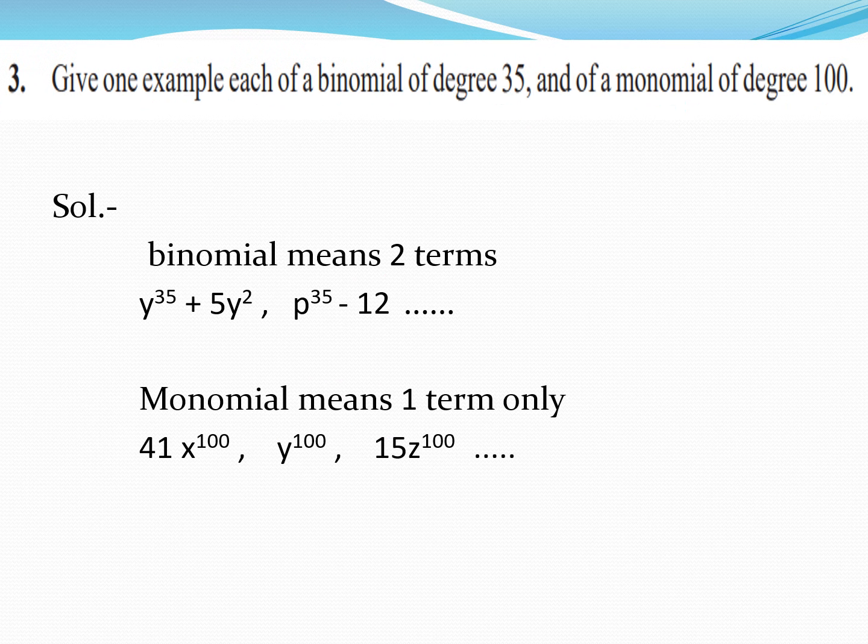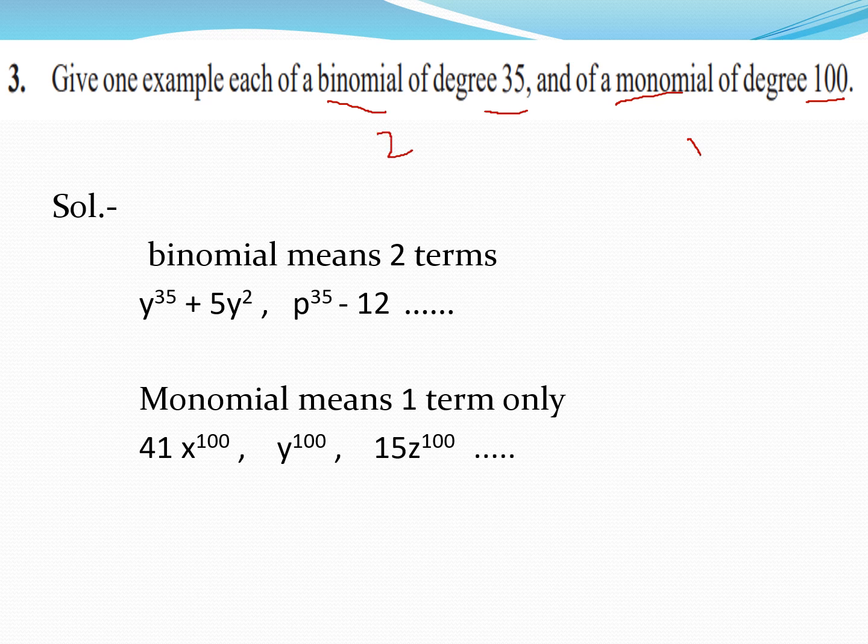Now question number 3. Give one example each of a binomial of degree 35 and a monomial of degree 100. So we have to write two examples. First is a binomial and the second one is a monomial. First let's recall what a binomial is. A binomial means a polynomial which consists of two terms, and a monomial is a polynomial which consists of only one term.